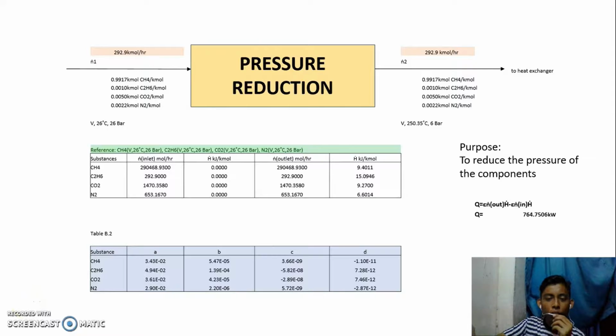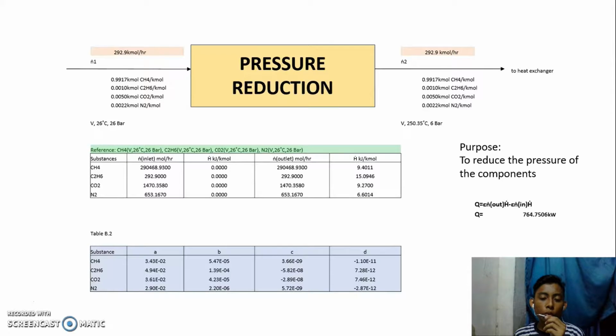Okay, today I will talk about the pressure reduction. For the pressure reduction, the molar flow rate inlet is 292.9 kmol per hour, and the outlet is also the same as the inlet. The moles are also the same for every unit. The purpose that we put the pressure reduction is to reduce the pressure of the components. First, the pressure reduction is a non-reactive unit.